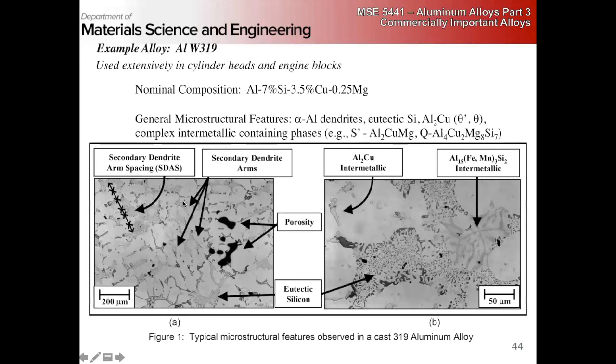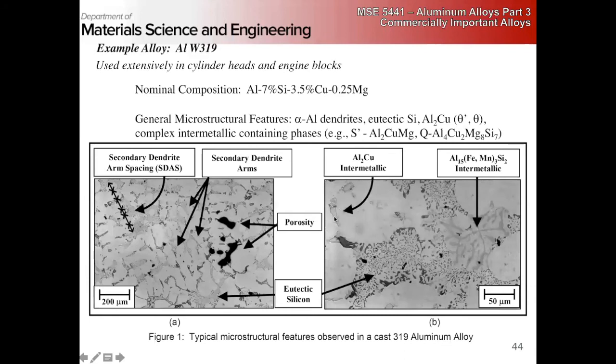So the general features are we have aluminum dendrites, eutectic silicon regions. We have Al2Cu, so we have theta and theta prime phases, and a set of complex intermetallics with the S prime phase and this so-called Q phase, right? And a whole suite of other potential intermetallics. We also have porosity, and we have the secondary dendrite arms, and a key property here is the secondary dendrite arm spacing.